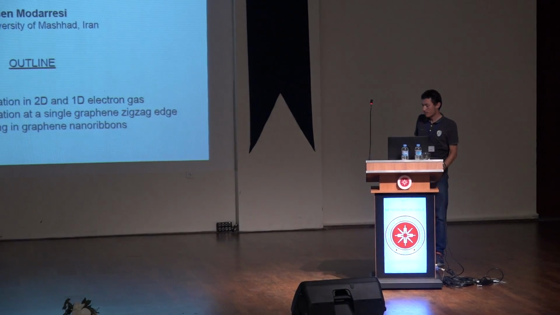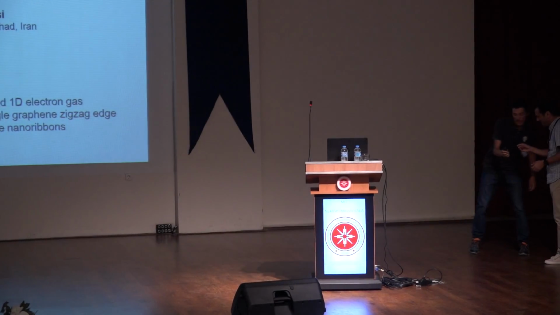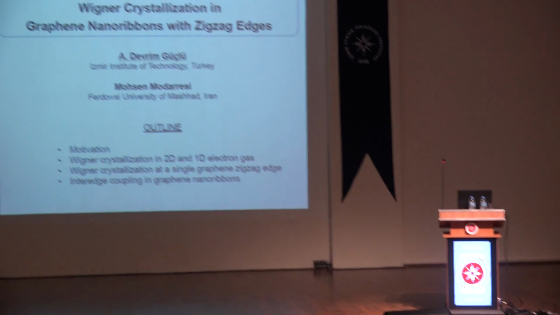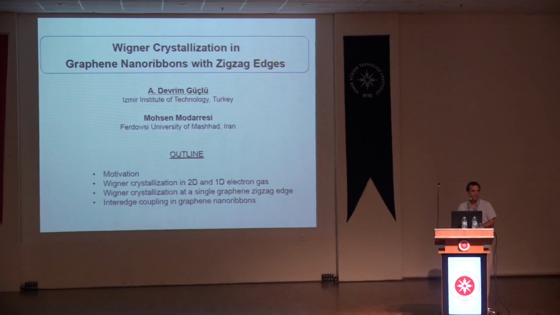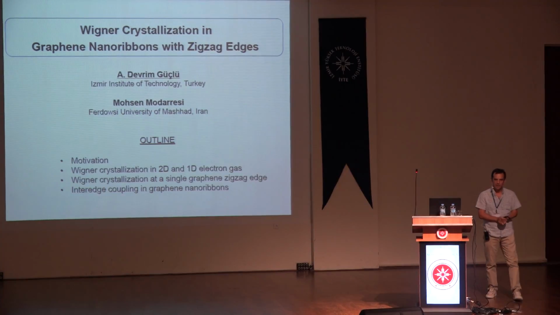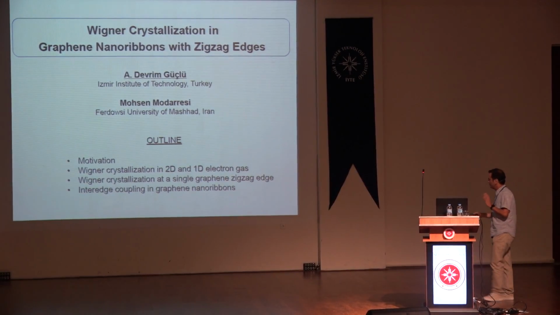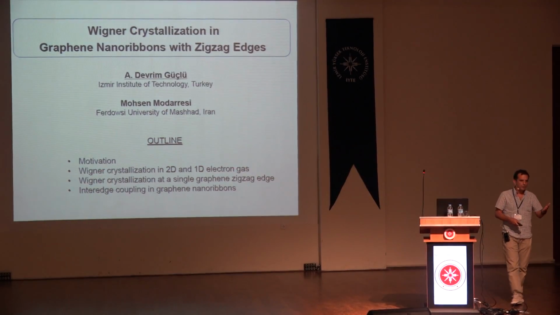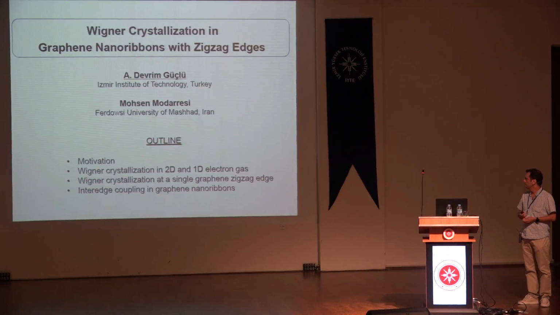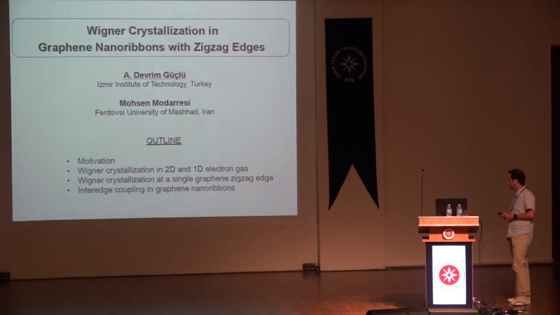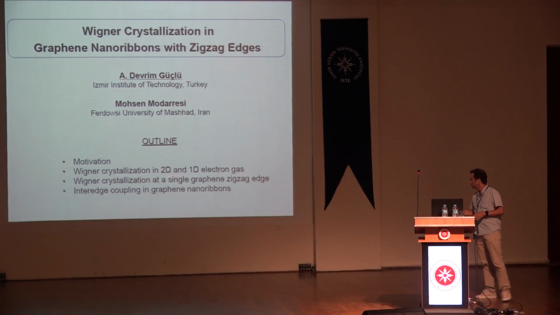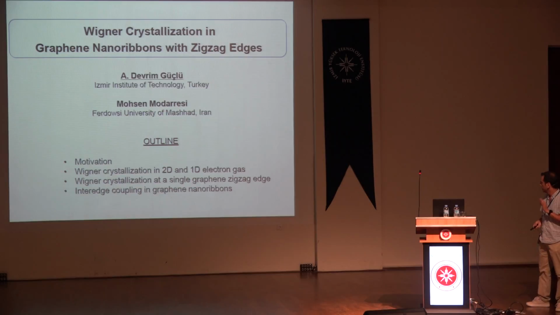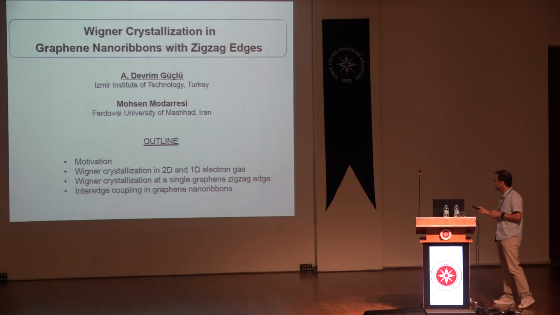So I'm going to change the subject a little. There will be three main parts in my talk. First, in case you're not familiar with Wigner crystallization, I will briefly review the concept of Wigner crystallization in 2D and 1D electron gas. And then I'm going to focus on graphene systems, more specifically graphene zigzag edges.